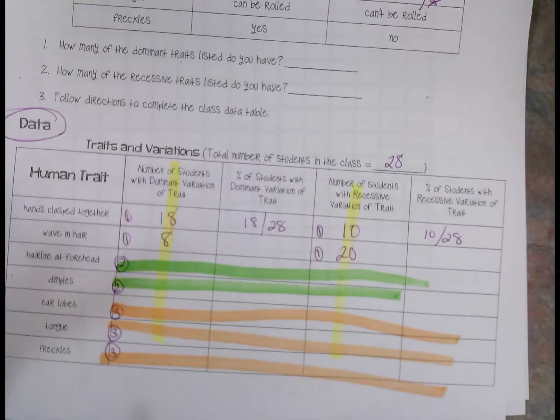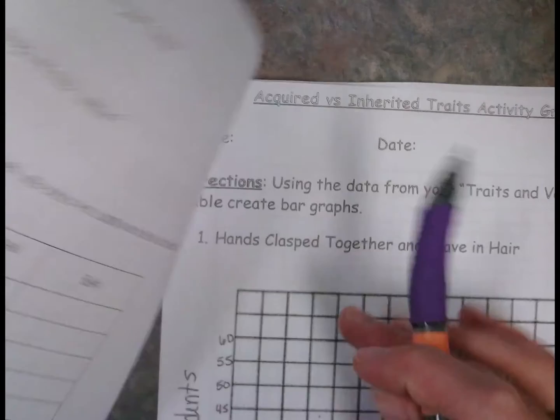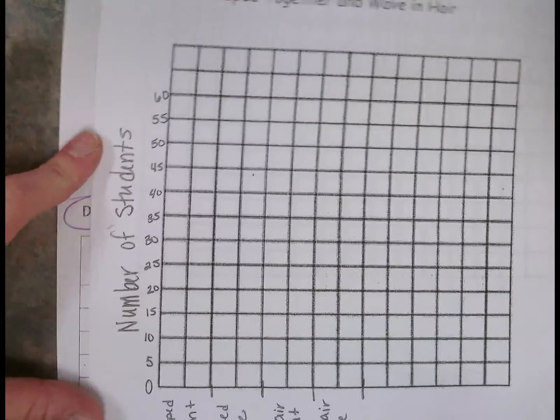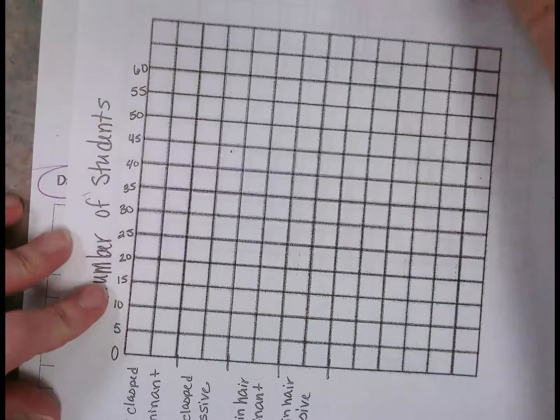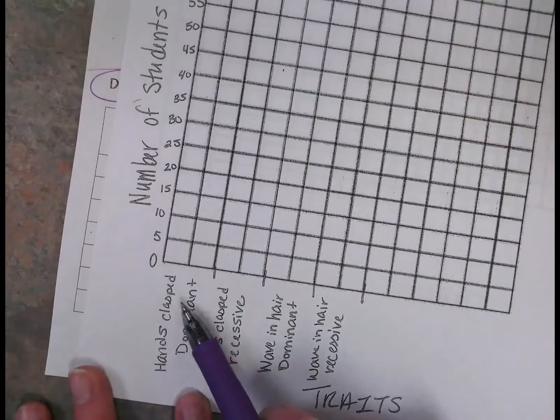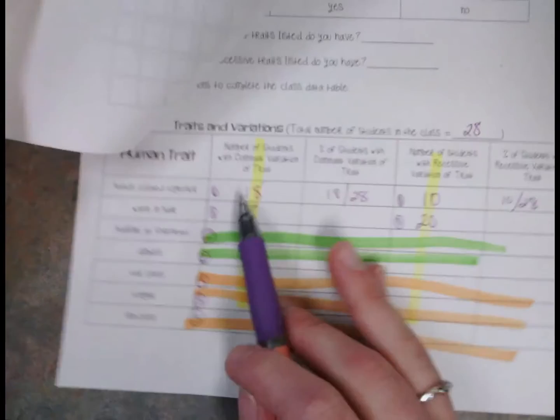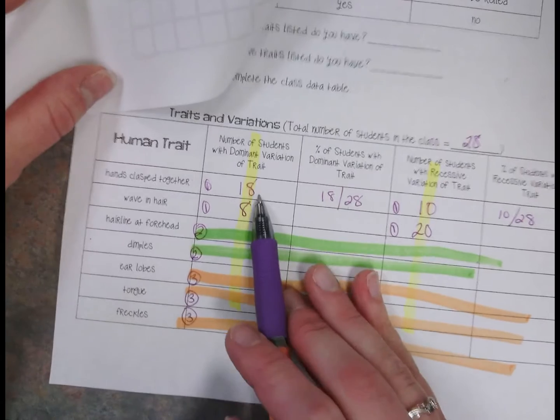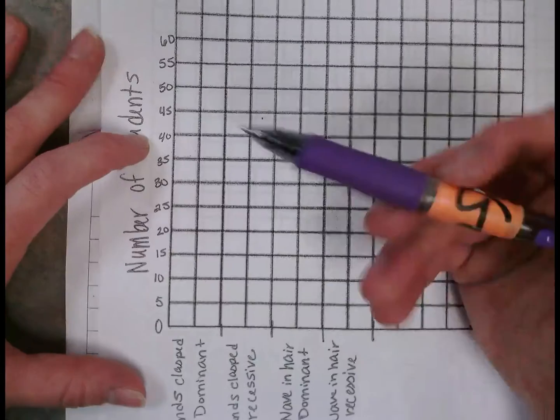Okay, so looking at this, if I know these two are going to be on the first graph, you can come back to this one. Okay, we'll come back to that one in just a minute. To do the bar graph, if you're not 100% sure how to do a bar graph, these are all bar graphs, you're not showing change over time, it's just simply information. So hands clasped dominant. So if I'm looking at this chart, here's my dominant trait. I have 18 students.